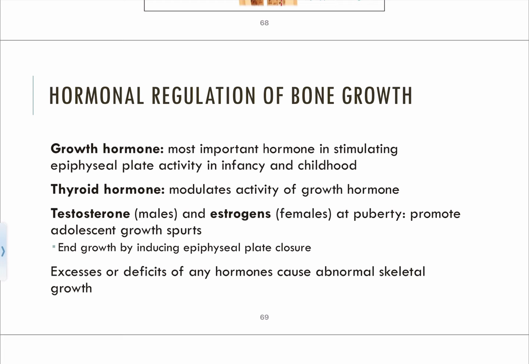We also have the thyroid hormone, which can help modulate the activity of the growth hormone. And then we have our testosterone and our estrogens at puberty, and these are going to help with adolescent growth spurts. If we have excesses or deficits in any of these hormones, we can get an abnormal skeleton growth. So, for example, if we have hypersecretion of the growth hormone, we can get something called gigantism. And if we get hyposecretion of the growth hormone, we can get something called pituitary dwarfism, which would be different from genetically based dwarfism.